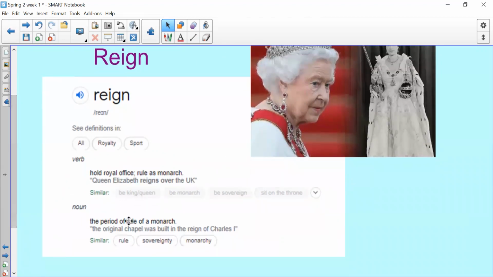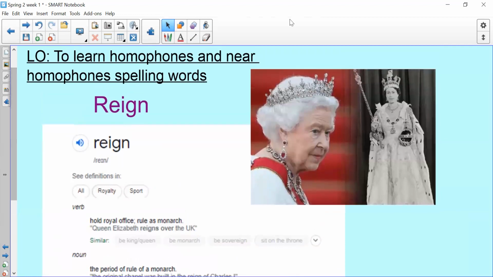And as the noun, the period of rule of a monarch. So, for example, the original chapel was built in the reign of Charles I. Now you can pause the video whenever you like. You can flick back to the other parts of the video just to refresh those meanings, because it's really important you listen carefully and try and verbalize these different words. Try and put them into your own sentence before you attempt the quiz, because that will give you a much better understanding.